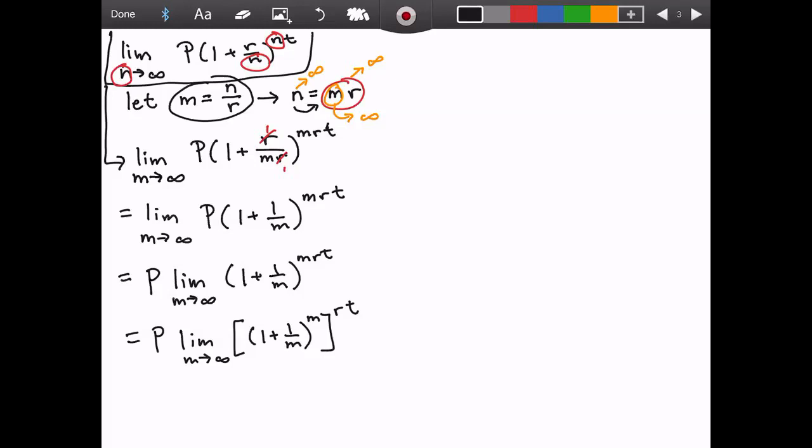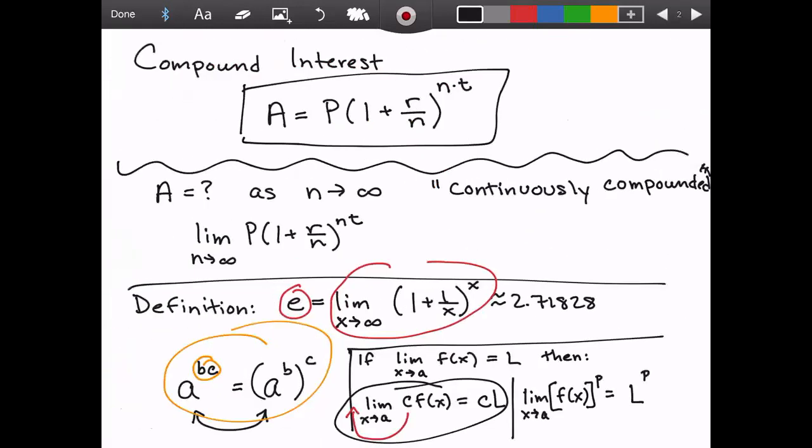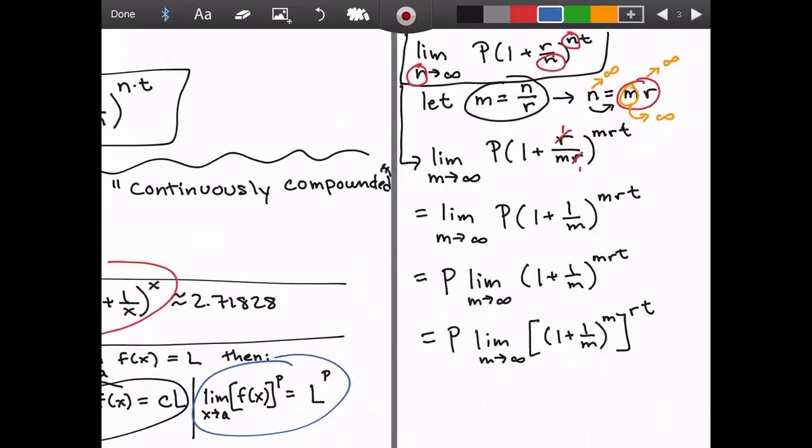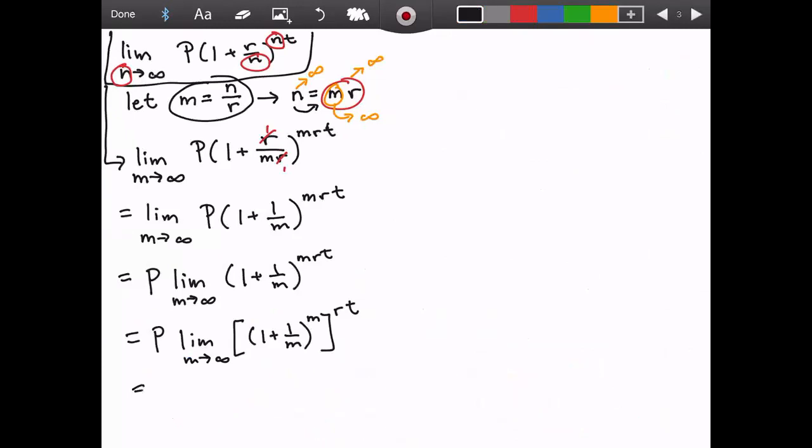All right, one last thing is we have this final rule, that if the limit of something is L, then if we take that same something and raise it to a power, the limit would be L to the P. So in other words, I could rewrite this even further and say this is P times the limit as m approaches infinity of 1 plus 1 over m raised to the m, and whatever that limit is, raise that to the RT.